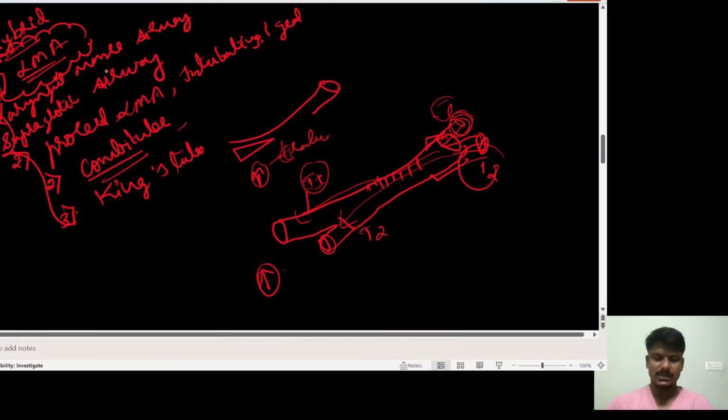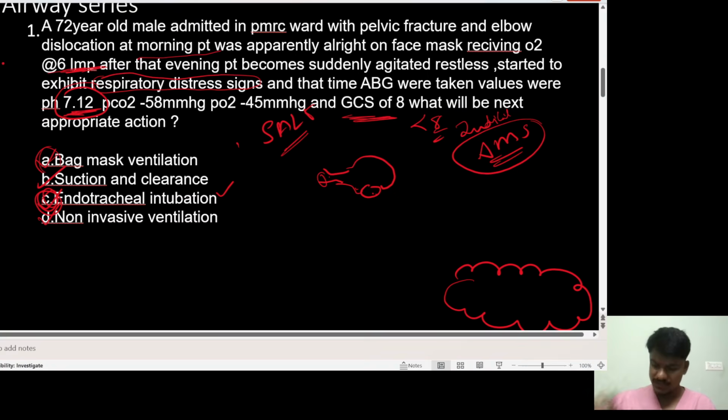Coming to the question, we choose the answer endotracheal intubation. We're going to intubate the patient. Just imagine you're working in an ICU and you see the patient is crashing, agitated, with ABG parameters fully deranged. If GCS is less than 8, you will not wait for anything. You will take the tube, intubate the patient, and ventilate the patient. You will save the patient. That's all.